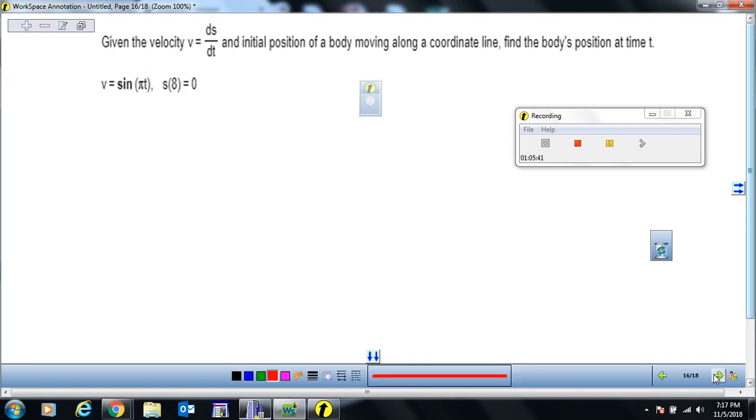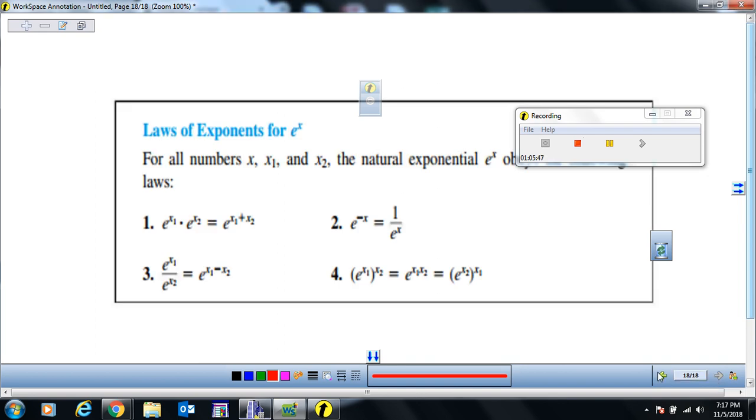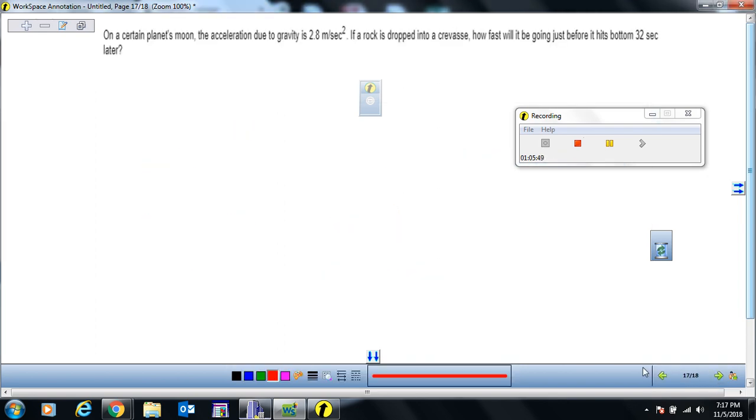Okay, so let's see the next one. It's the same situation, just a different function. So let me see if I do that one. Yes, let's do this one. Once a certain planet's moon, on a certain planet's moon, the acceleration due to gravity is 2.8 meters per second squared.